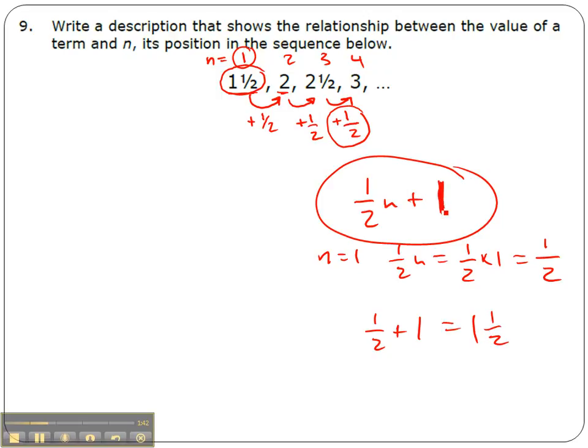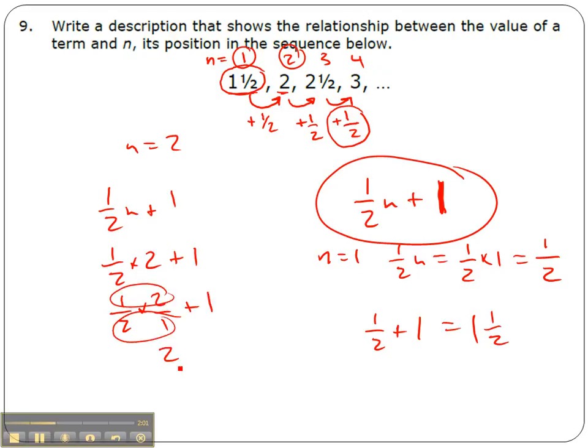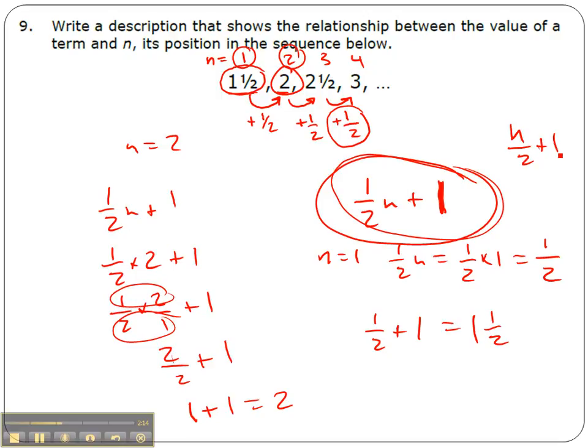But then we need to verify the rule, so let's check it when n equals 2 to make sure it works. 1/2 n plus 1 becomes 1/2 times 2 plus 1, 1/2 times 2 over 1 plus 1. Top times top, bottom times bottom, I get 2 over 2 plus 1, and 2 over 2 is just 1. 2 divided by 2 equals 1. 1 plus 1 equals 2. So we verified that our rule works. 1/2 n plus 1, or n over 2 plus 1, same thing.